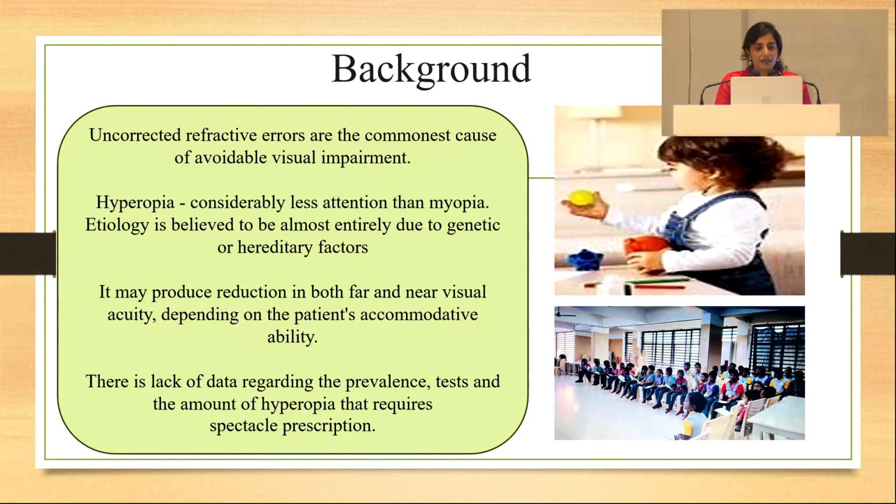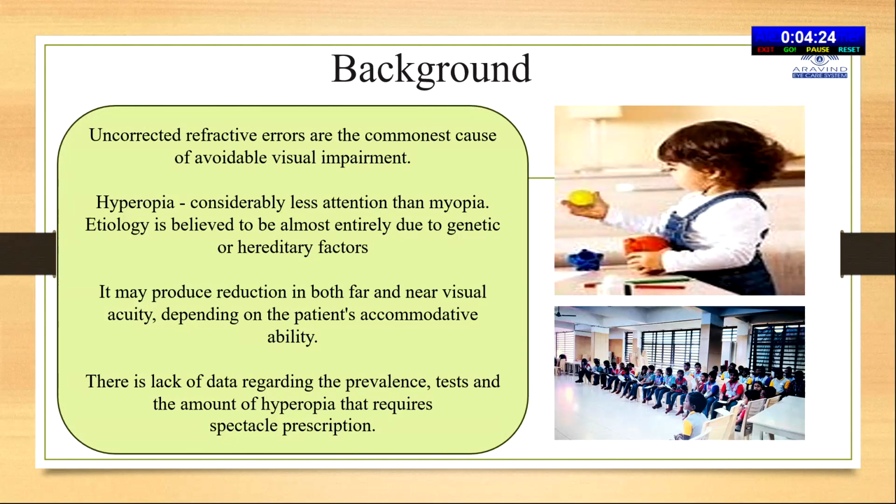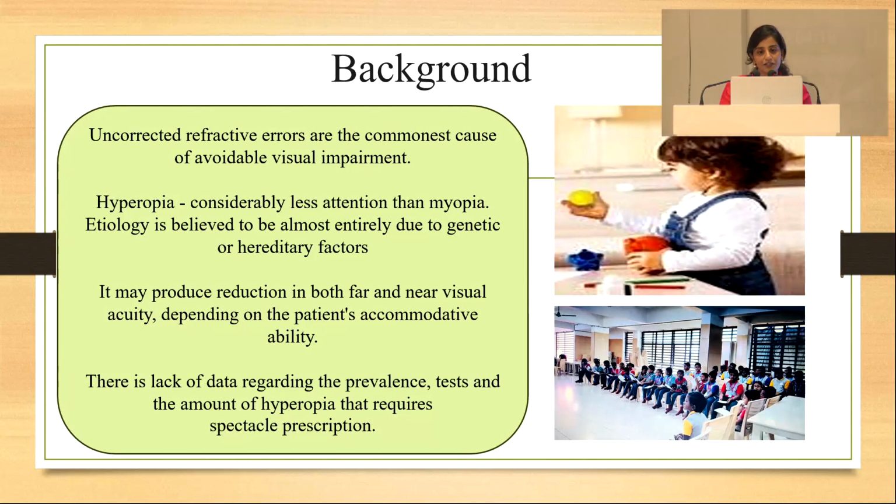We know uncorrected refractive errors are the most common cause of avoidable visual impairment, and hyperopia gets considerably less attention than myopia, because we think it is almost entirely due to genetic or hereditary factors. It can reduce both distance and near visual acuity depending on the patient's accommodative ability. However, there is a lack of data regarding the prevalence, the test, and the amount of hyperopia that requires spectacle prescription.